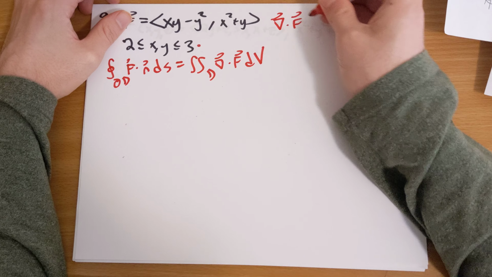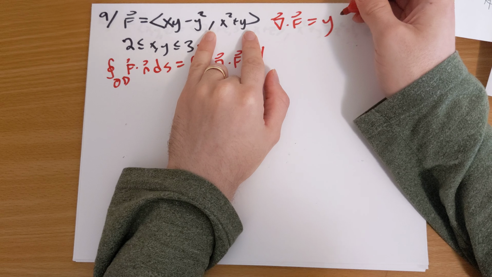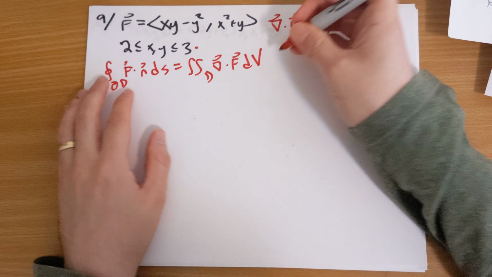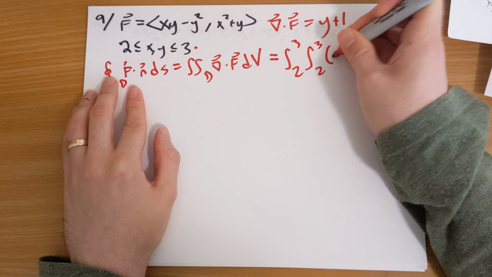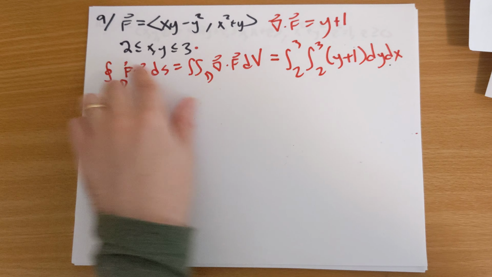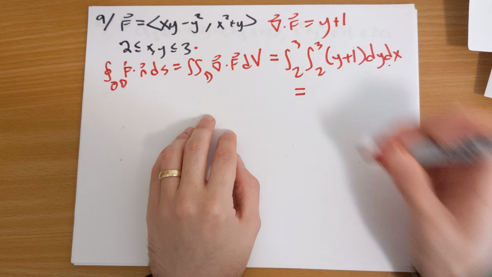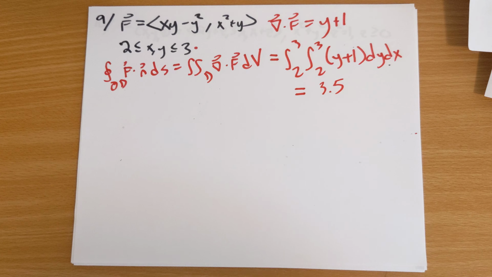What is the divergence of f? The partial derivative of this with respect to x is y. The partial derivative of this with respect to y is 1. So we are integrating, our integrand is y plus 1, and x and y bounds are both from 2 to 3. If you crunch this out, you get 3.5.